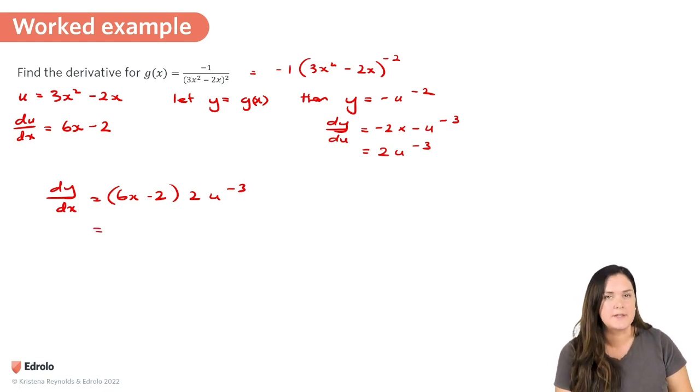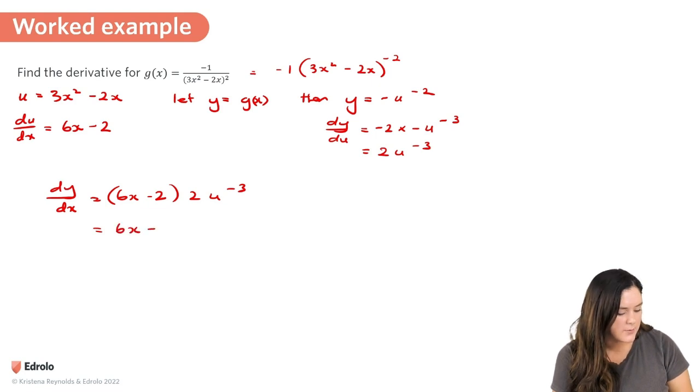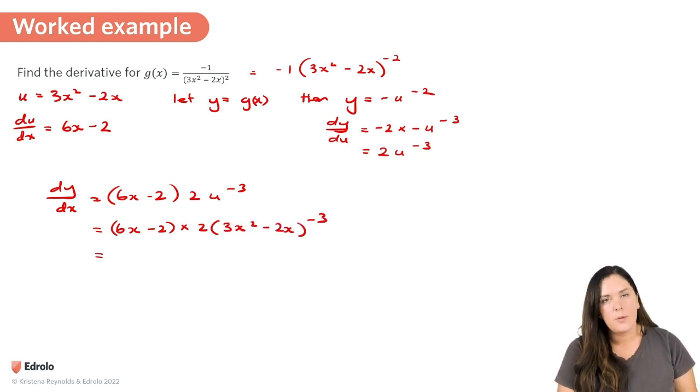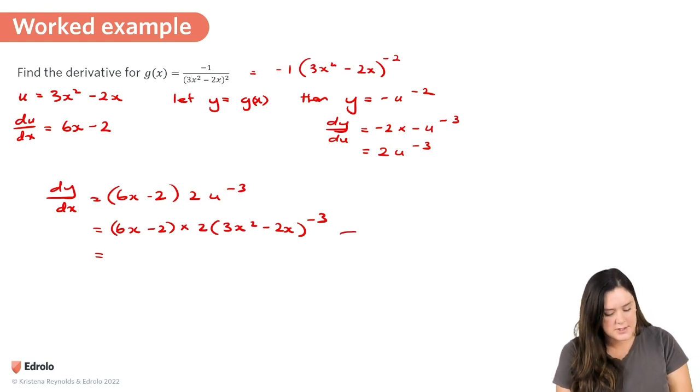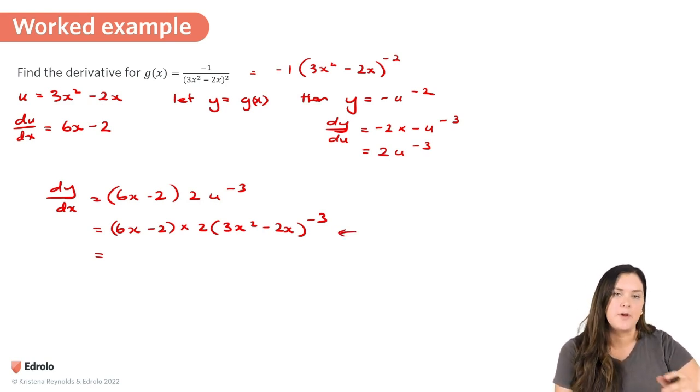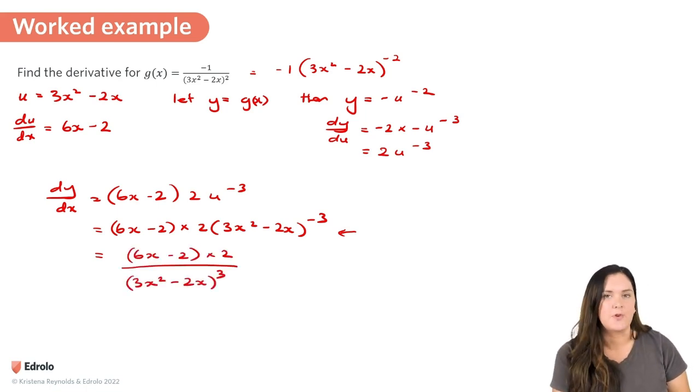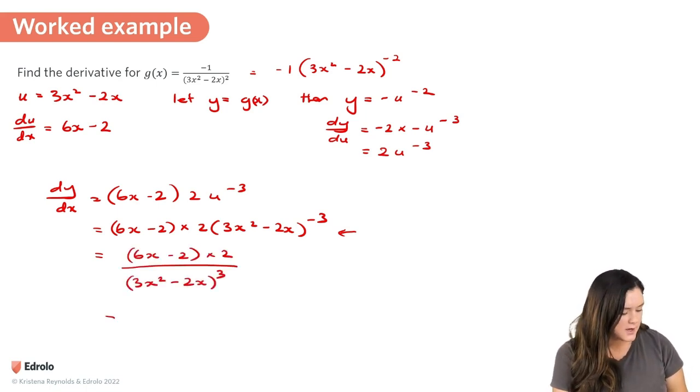What we can do now is rewrite our u, so bring that back in. So I've got 6x take away 2 times 2, and then rewrite u. So we've got 3x squared take 2x to the power of -3. What we can do from here is change this one so we have positive indices, so bring that down to the bottom, so the denominator, and then leaving our 6x take 2 and then times 2 at the top. And lastly, we can just multiply through by 2 just to make it nice and simple.